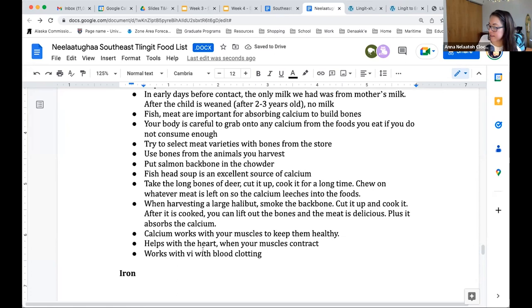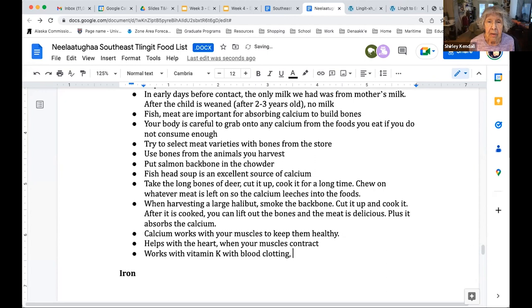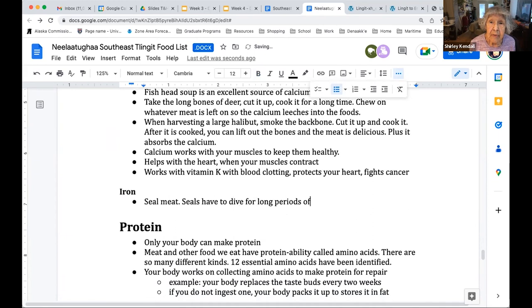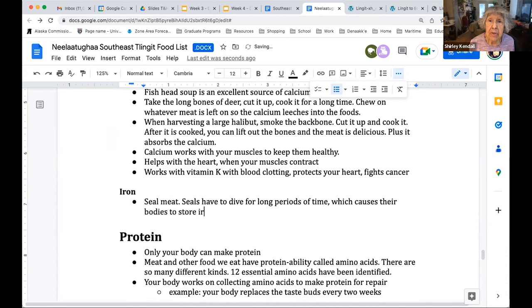Okay, it protects your heart too, and also helps to fight cancer. And iron, you have the seal. If you eat seal meat, you're getting a lot of iron. Seals have to dive for about 20 minutes. Their lungs aren't that big. So what they do is they store the iron in their body, and that's what makes the meat so black. And it's in the fat, and it's in all parts of the body. Iron also is important for your blood, so that it can carry the oxygen to keep it healthy.